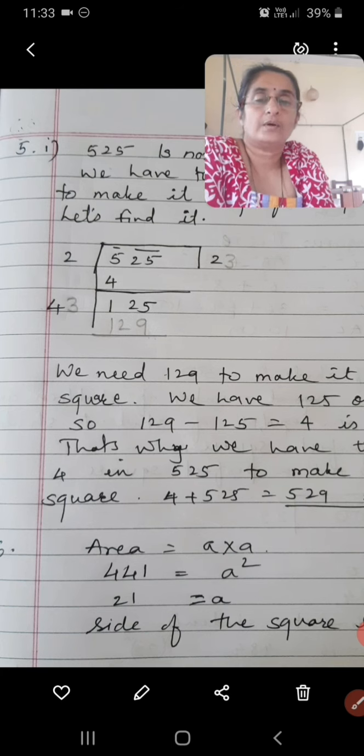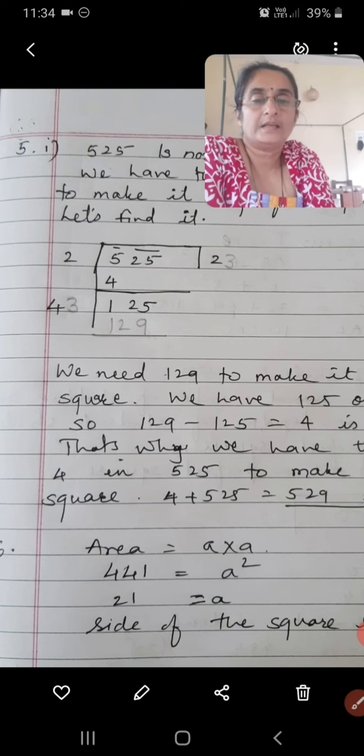If you take 4 and 1, that is 41 into 1 is 41. So that is a very small number. Then 4, 2, if you take 42 into 2, that gives you 84. That is also a small number. Next try with 3. So 43 into 3, that is 129.